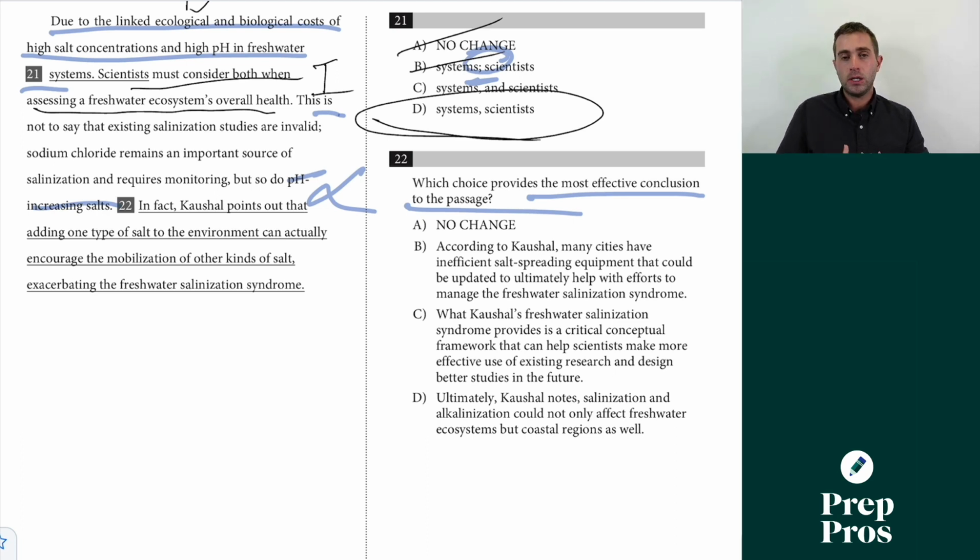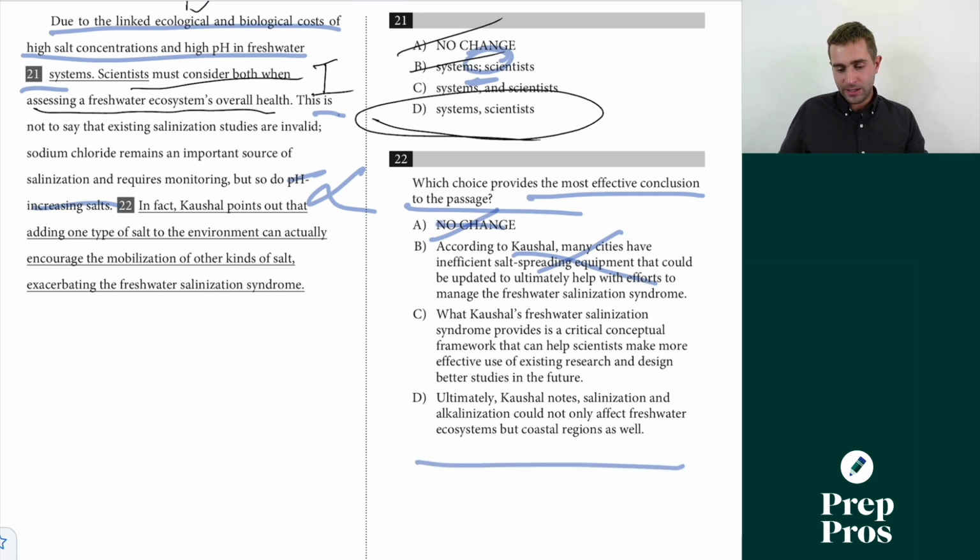So we really need to be going outside of just what we've been studying and starting to consider and use this study from Cauchy to help us consider these other effects here. In fact, Cauchy points out that adding one type of salt to an environment can actually encourage mobilization of other kinds of salts, exacerbating the freshwater salinization syndrome. This is not what we've really been focusing on throughout the rest of the passage. According to Cauchy, many cities have inefficient salt spreading. It's not about the equipment at all that's causing the issue.